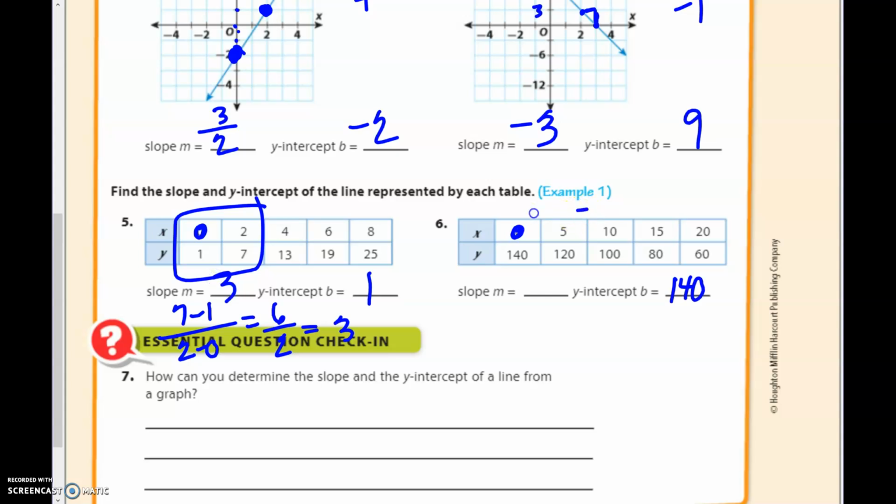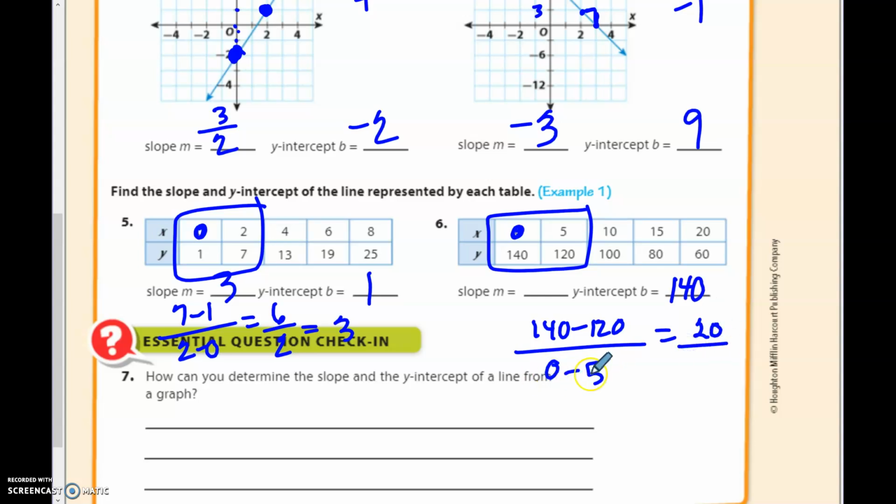Number 6, again, I'm just going to use these first two ordered pairs because my numbers are a little bit smaller. So I'm going to start with 140 minus 120. Remember, I always put y on top. And then 0 minus 5. So 140 minus 120 is 20, and 0 minus 5 is negative 5. So 20 divided by negative 5 is a negative 4. So my slope here is a negative 4.